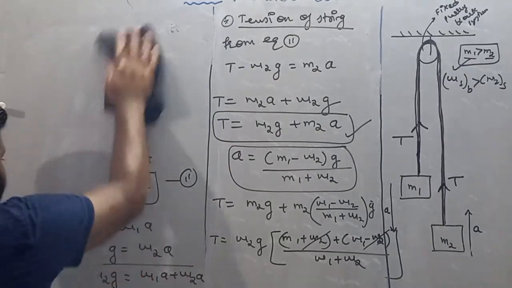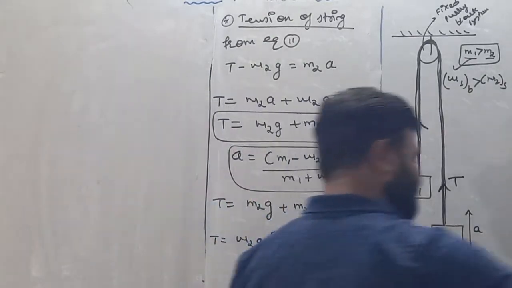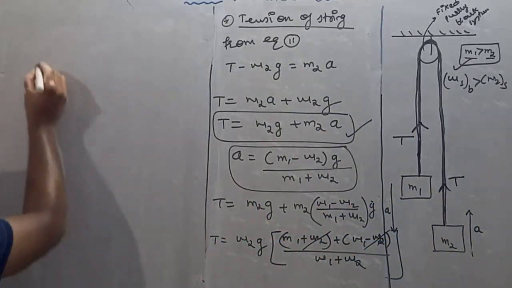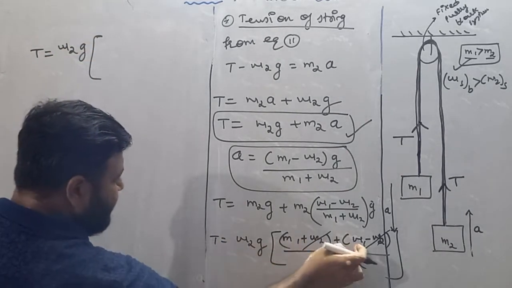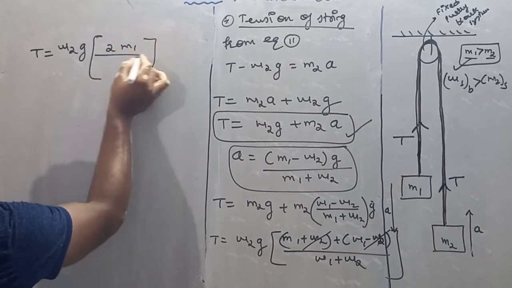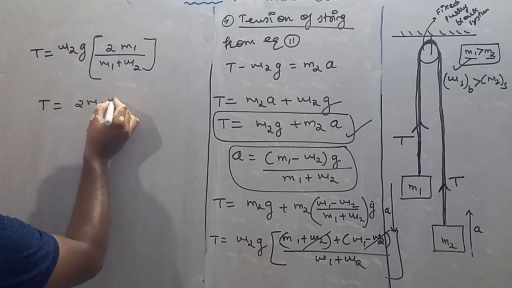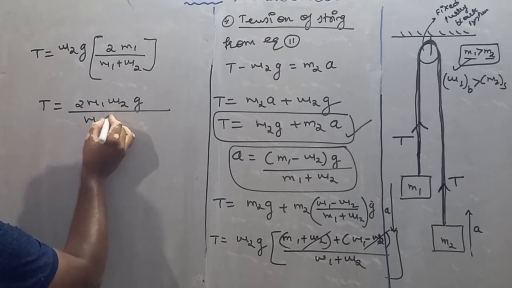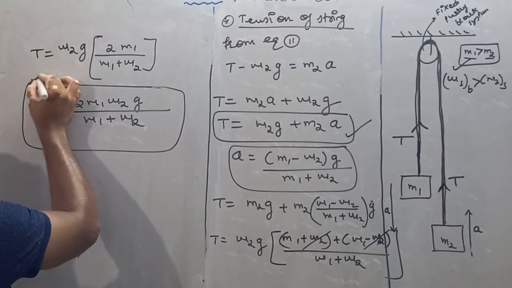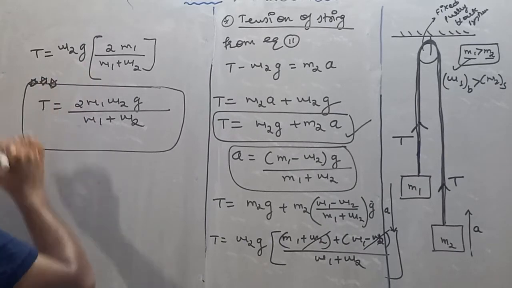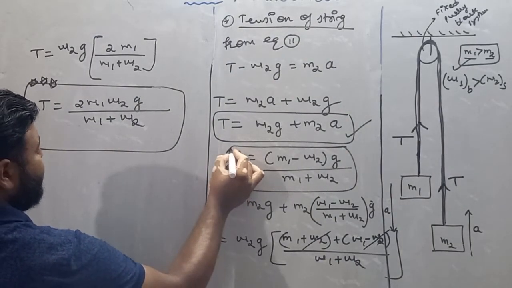So what we'll get, my dear student? Try to find it on your own. T is equal to m2g, and here it is 2 m1 upon (m1 plus m2). So T is equal to 2 m1 m2 g upon (m1 plus m2). So this is the value of tension present in the string in the fixed pulley block system, and this is the value of acceleration in the fixed pulley block system.